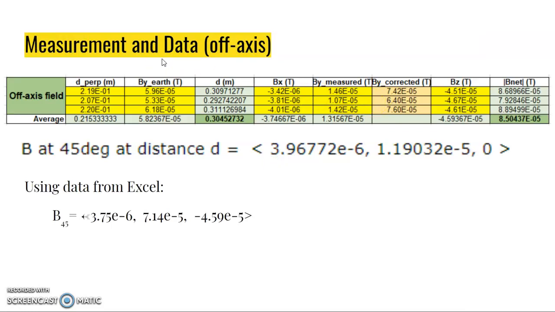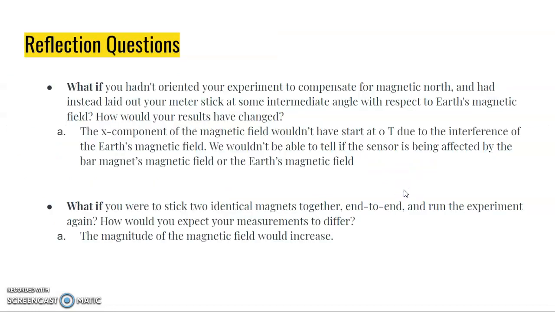We also did some measurements for the off axis, and as you can tell, comparing the data we see from Excel with the data from the computational model, the X component is very similar, but everything else is a little bit off.